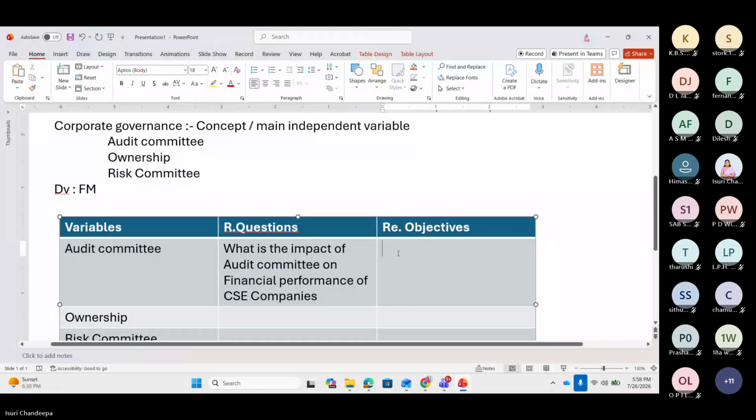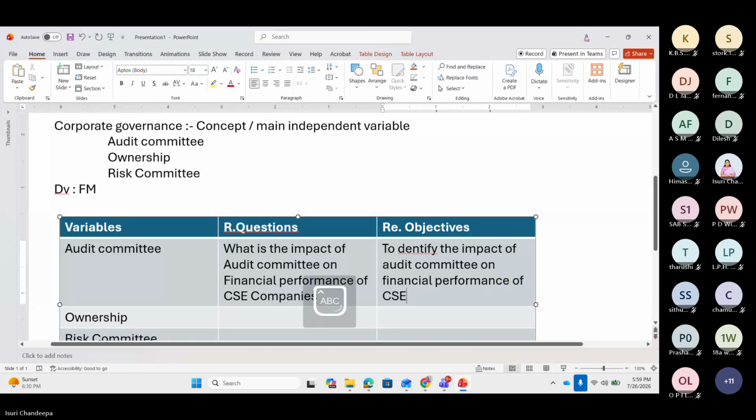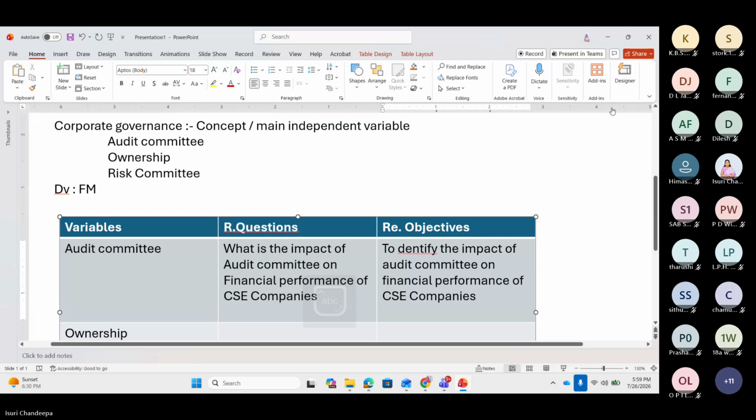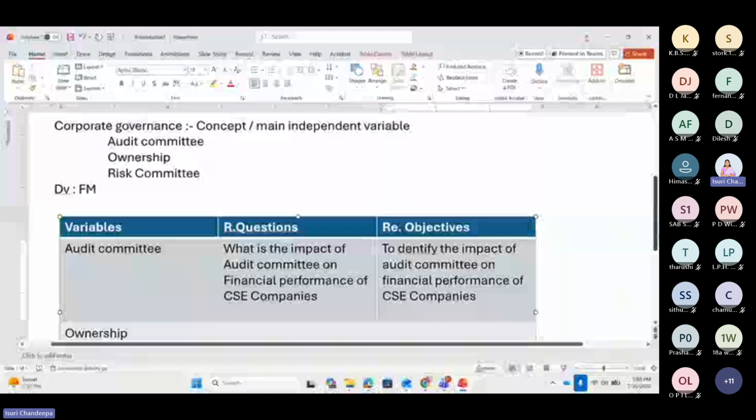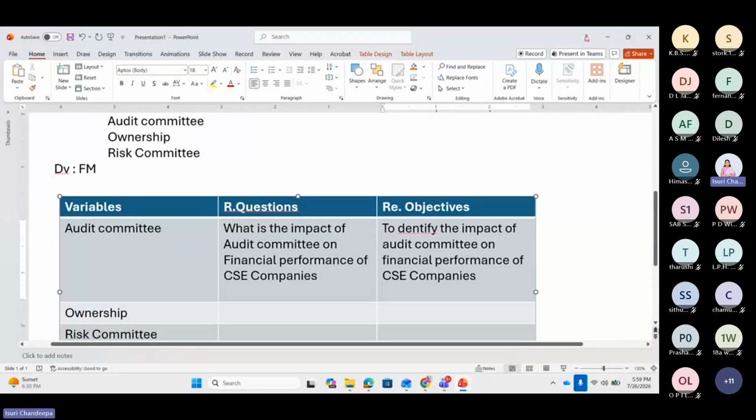The other one, research objective 2: identify the impact of audit committee on financial performance of CSE companies. That's it. That doesn't mean identifying strategies, recommendations, the best one. All of these things can be done when you are doing the research.